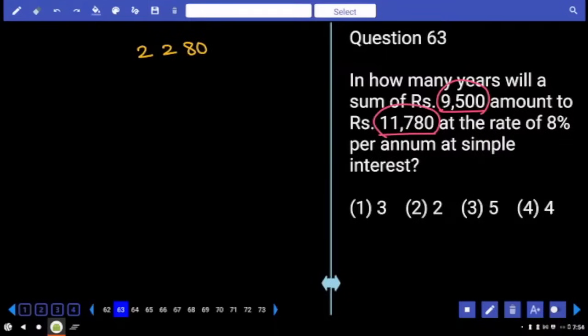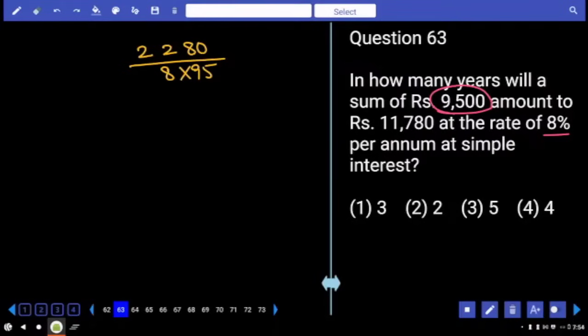Correct? And what is interest rate? 8%. That should be calculated on first number only, principal only. Come on. What is 1%? 95. But interest rate is 8%. 8 into 95. Numerator, total interest. Denominator, 1 year interest. You will get time period only.